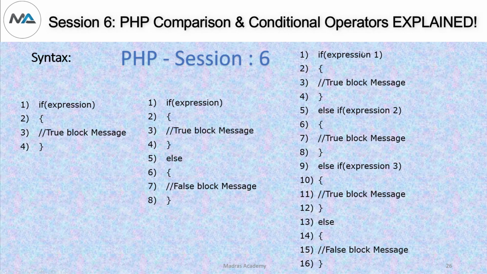Next we will see one more syntax. If expression 1 is true, it will enter into this true block. Else if expression 2 is going to be checked, if this condition is true, it will enter into this. Else 3, if it is true, it will enter into this. If all the expressions are false, at last it will enter into the else block. So how to write this, we'll see here.